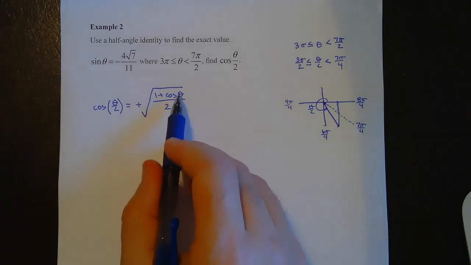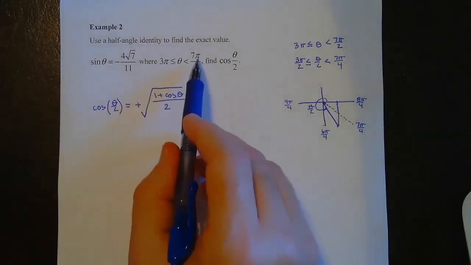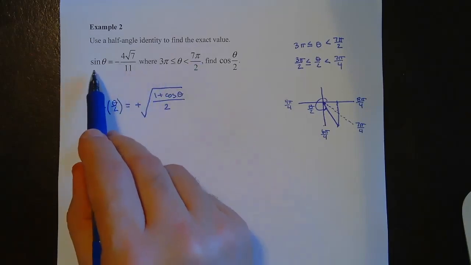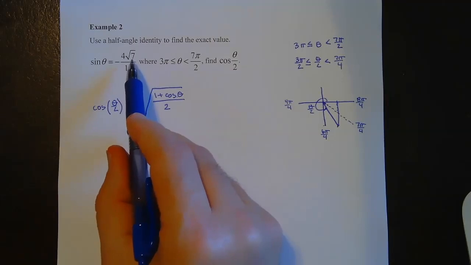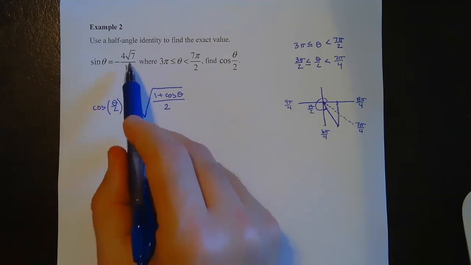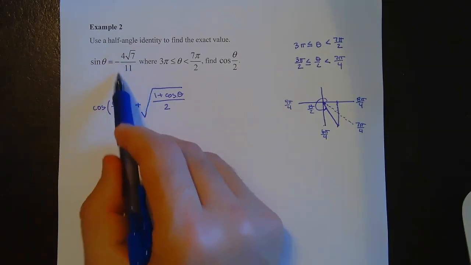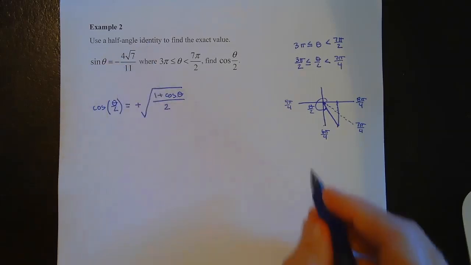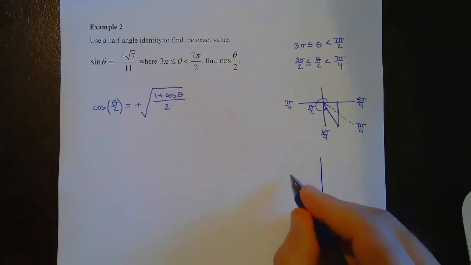How can I do that? Well, I know that theta is between 3 pi and 7 pi over 2, and sine theta is negative 4 square roots of 7 over 11. So this is telling me the y, and this is telling me the r. So where is 3 pi and where is 7 pi over 2?